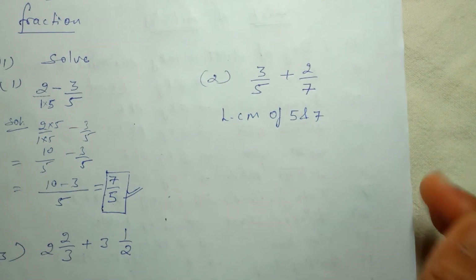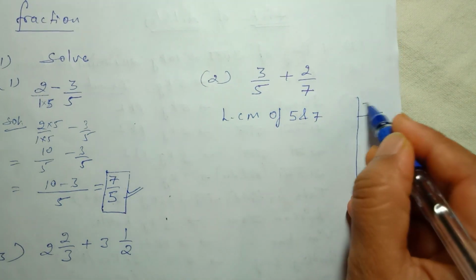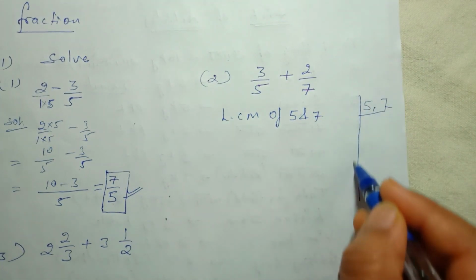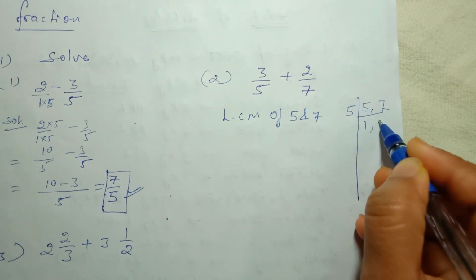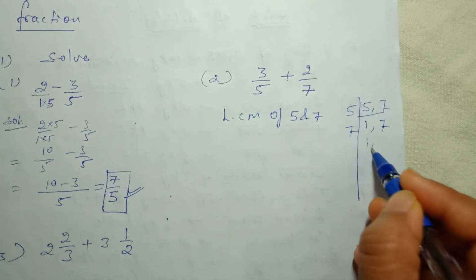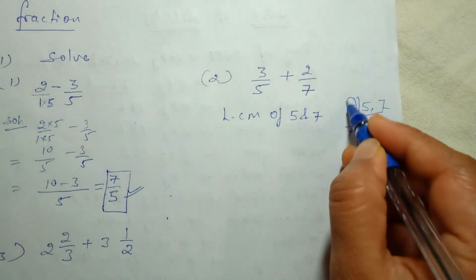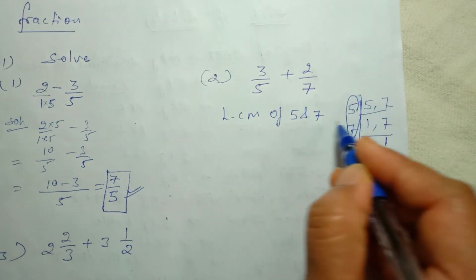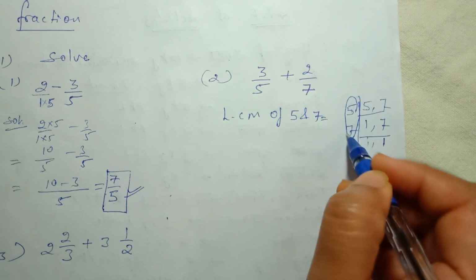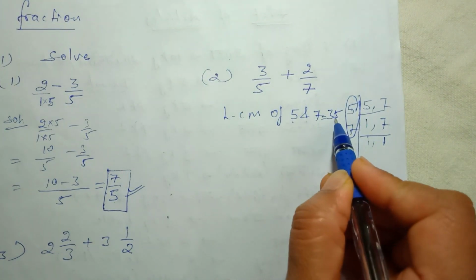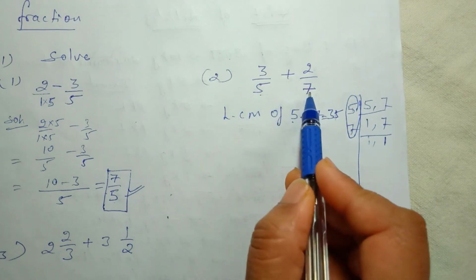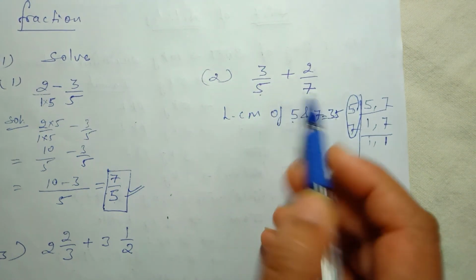And we know the process of taking the LCM. 5 and 7. Here we have to take the prime numbers only. 5 comes in the table of 5 only and 7 comes in the table of 7 only. So multiplying these two numbers, we will get the LCM. 5 into 7 will give 35. So the LCM of 5 and 7 is 35. It means we have to make the denominator 35 in both the cases.